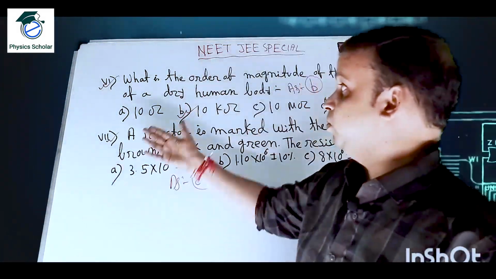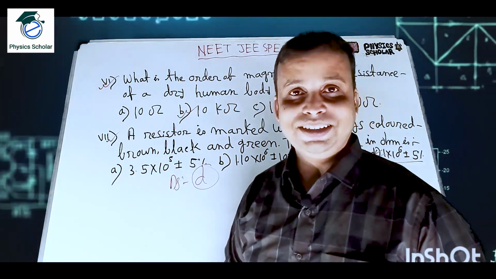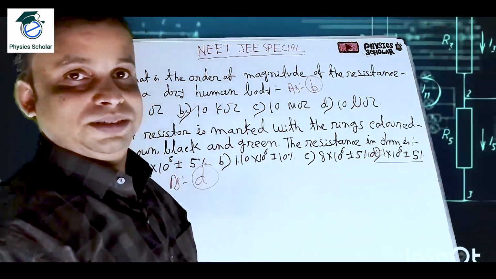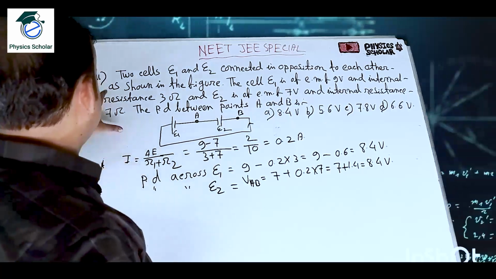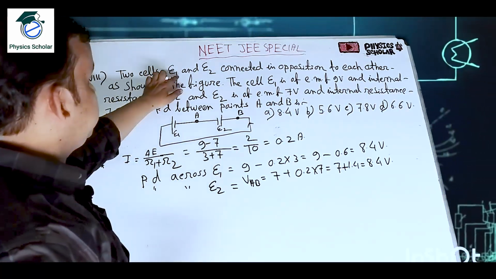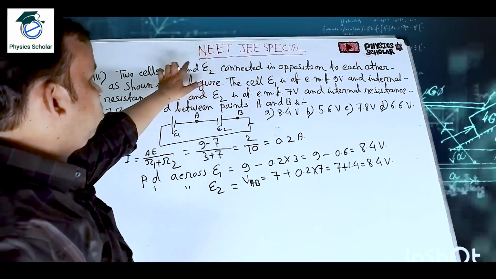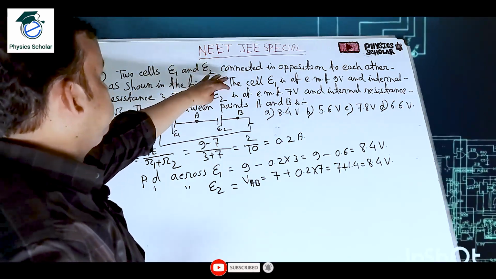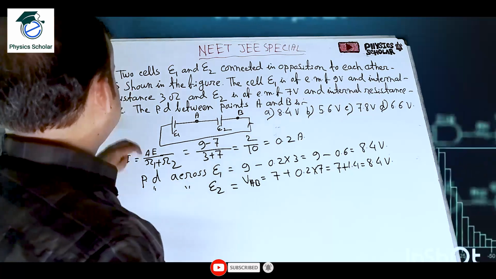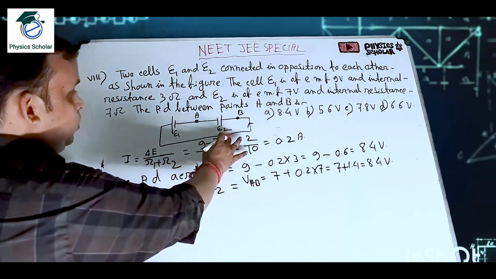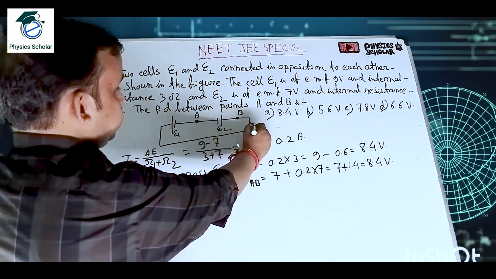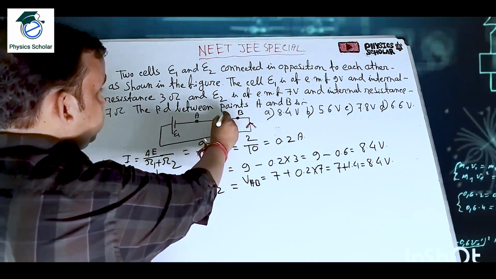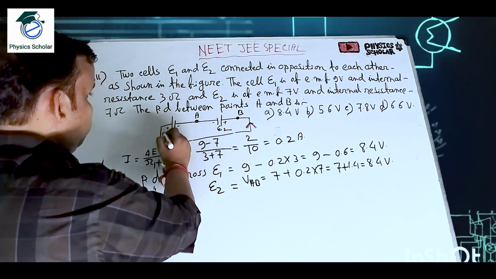Now let us move to question number 8. Students, this is a numeric problem. Two cells of epsilon 1 and epsilon 2, or whatever is given, are connected in opposite to each other as shown in the figure. The direction of the current is also given: it is from plus to minus in one cell, and here it is minus to plus.